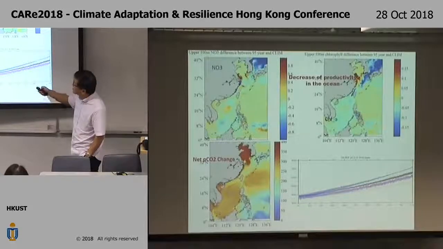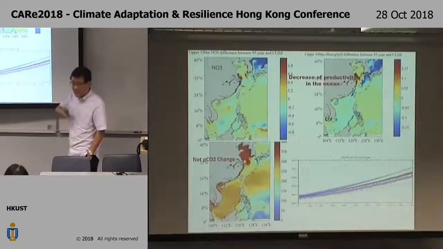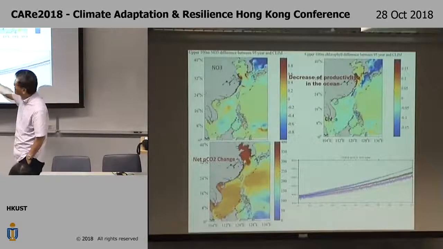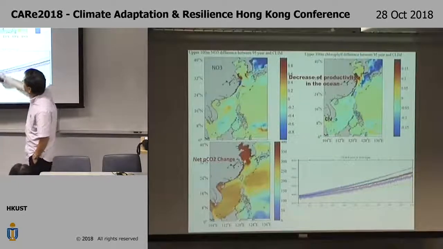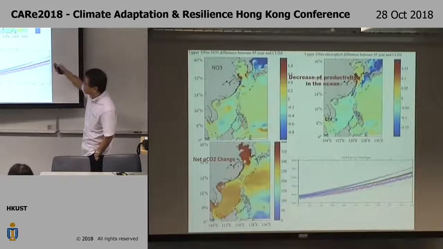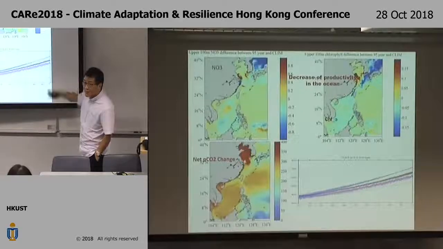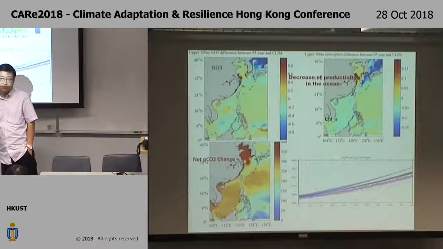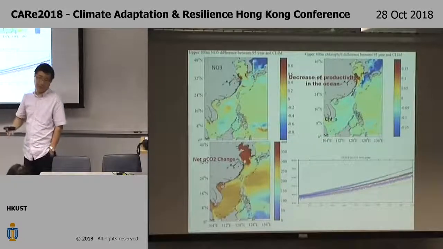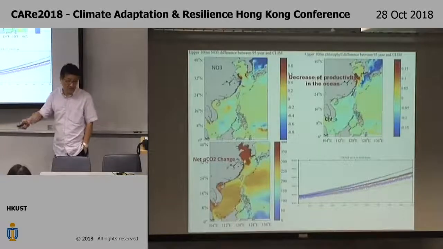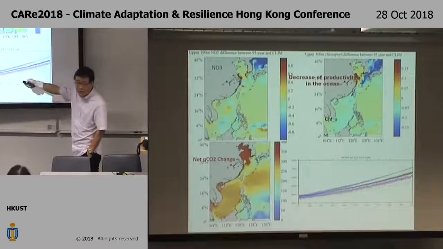This shows that 100 years from now, the nutrient in the South China Sea is going to be decreasing, negative here. What happens is that the biological productivity is all going to decrease. In other words, our fishing industry may go down. You won't have fish to eat.